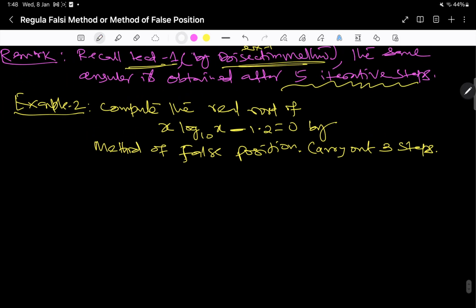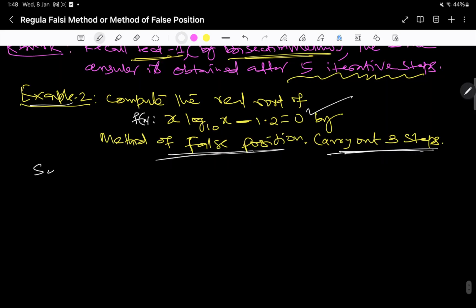Now coming to the next example 2, you are given the function f(x) as this, and we use the false position method, adopting 3 steps as per the given instructions. Now coming to the solution, you can recall we solved the same thing in lecture 1 by the bisection method. Let f(x) be x log x to base 10 minus 1.2.